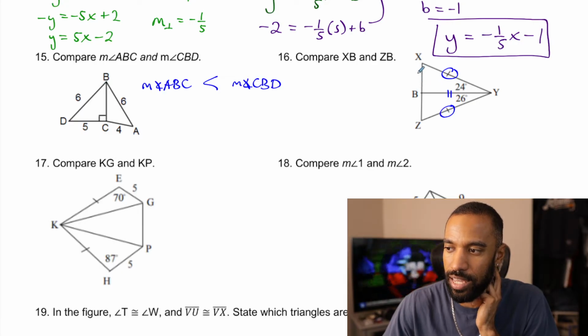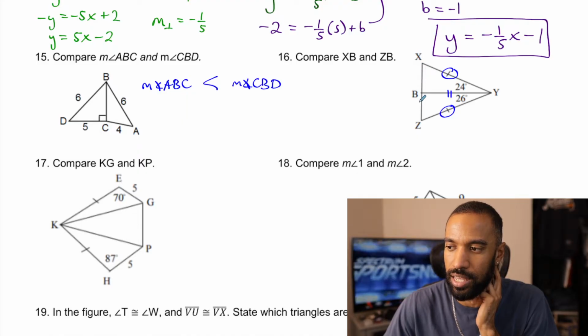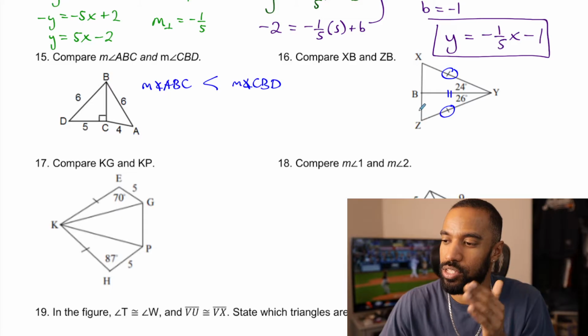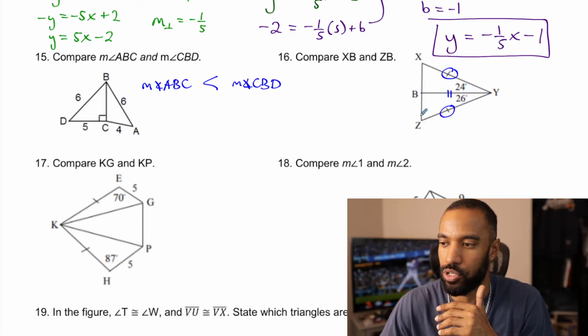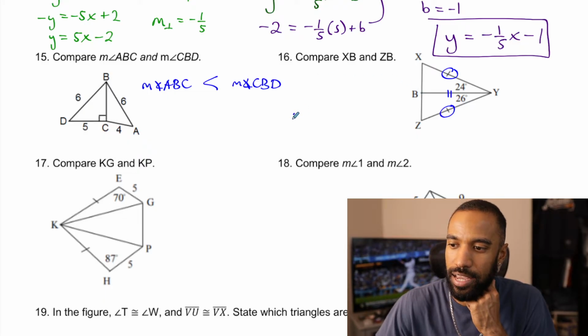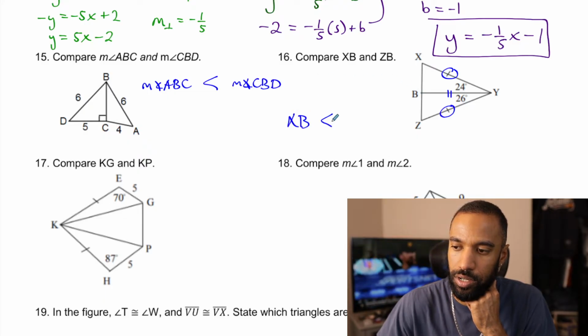So, this side has an angle opposite that's smaller, so this is a shorter side, and this side has an angle opposite that's larger, so this is a larger side right here. So comparing XB with ZB, XB is shorter than ZB.